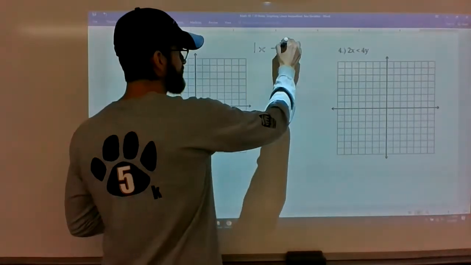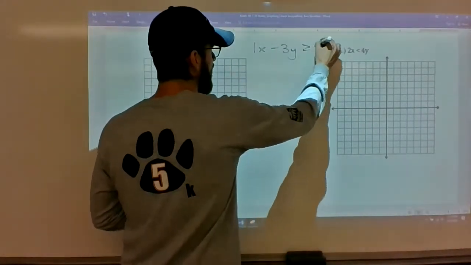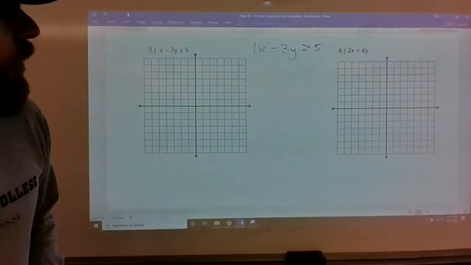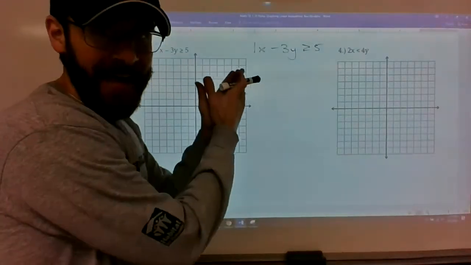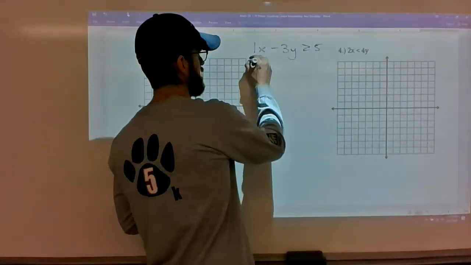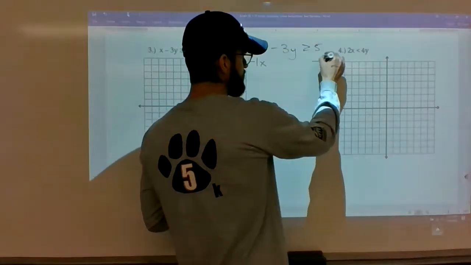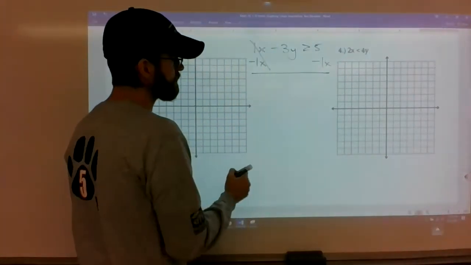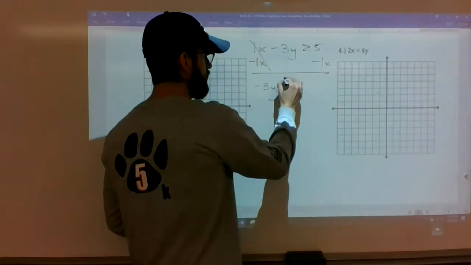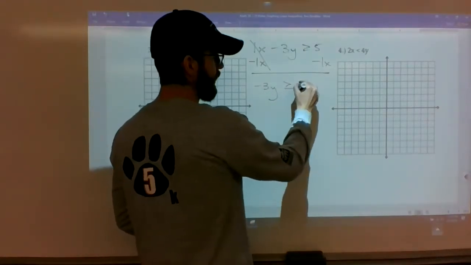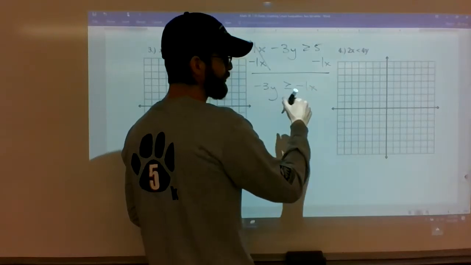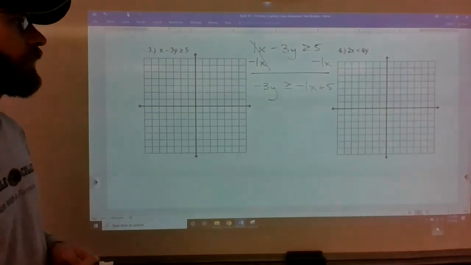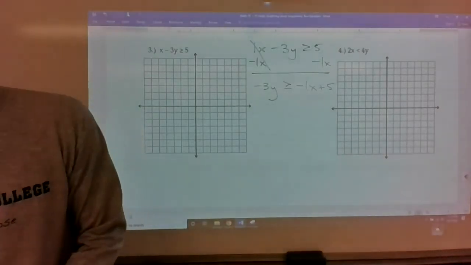So I see 1x minus 3y is greater than or equal to 5. The process is no different. You're trying to get y on the left, mx plus b on the right. So subtract 1x from both sides. So you get negative 3y is greater than or equal to negative 1x plus 5. You're going to divide both sides by negative 3.